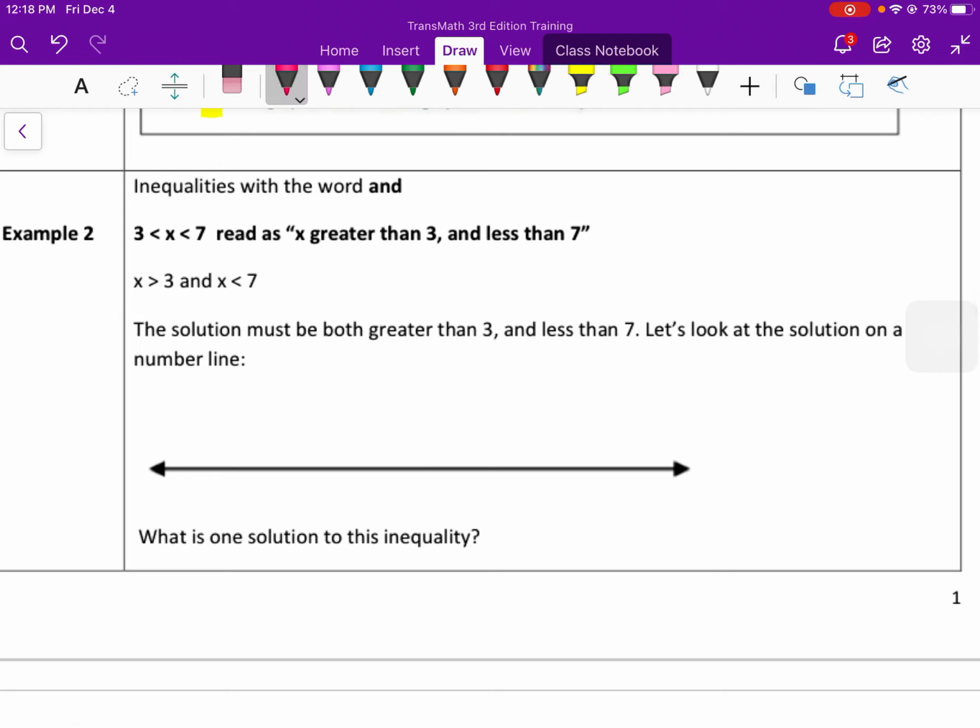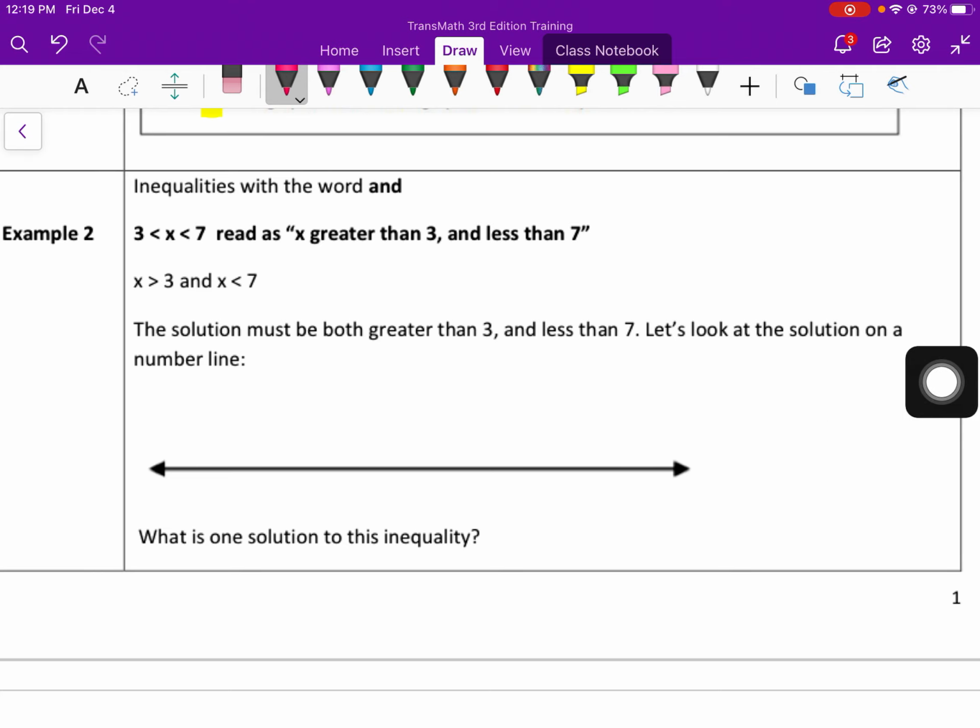First, we're going to look at inequalities with the word and. This first inequality right here, 3 is less than x less than 7, is read as x is greater than 3 and less than 7. So it's read from the inside out. x is greater than 3 and x is less than 7. You can write it like this as well. The solution must both be greater than 3 and less than 7.